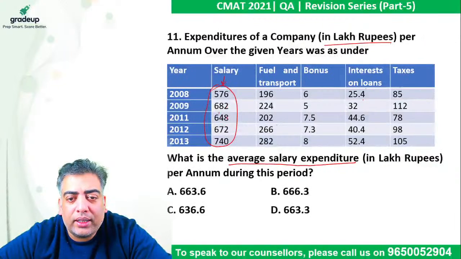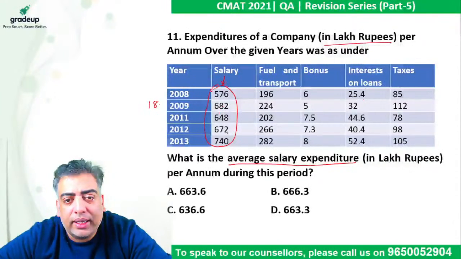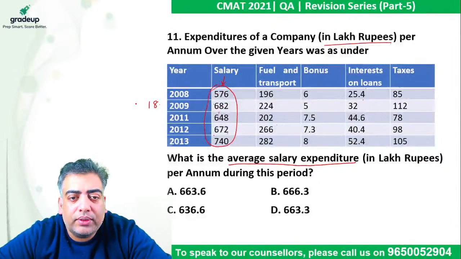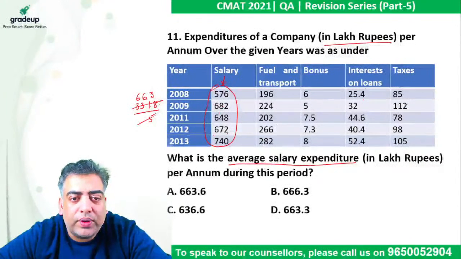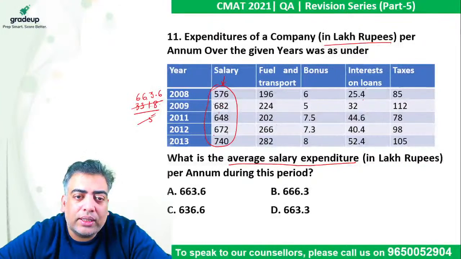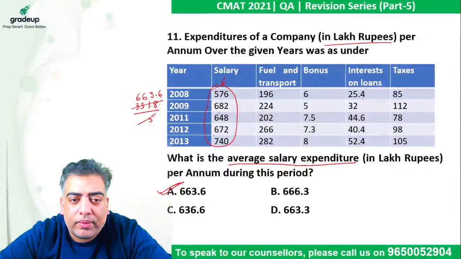So 6 plus 2 is 8, 16, 17, 18, 1 carried ahead. 7 plus 4 is 11, 12, 12 plus 12 is 24, 24 plus 7 is 31, 3 carried ahead. 7 plus 3 is 10, 10 plus 8 is 18, 18 plus 5 is 33, to be divided by 5. So cancel it. 5 6s are 30, leftover is 31. Again 5 6s are 30, leftover is 18. 5 3s are 15, leftover is 30. 5 6s are 30, so the answer is option A, 663.6. Look, is it clear to everyone?